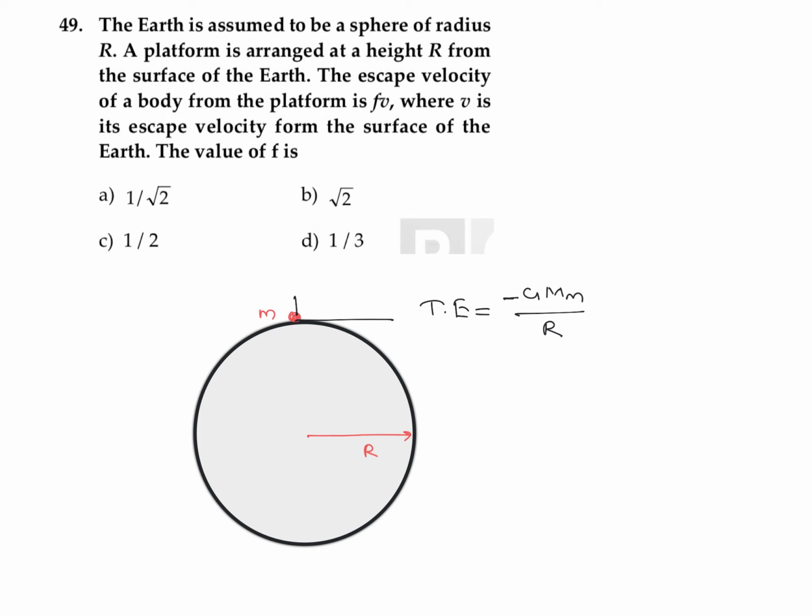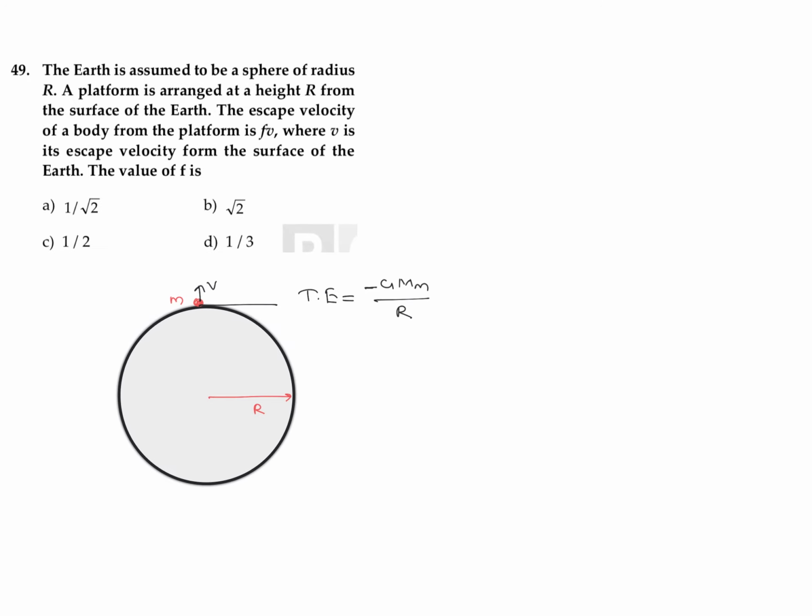So we need to supply some additional energy in the form of velocity, let's say that is v, so that its total energy becomes equal to 0. So its kinetic energy becomes half mv square and should be equal to 0. So this is the way we will calculate the value of the velocity required, or the value of escape velocity. And from here we know that the value of escape velocity is going to be root of 2GM divided by r.